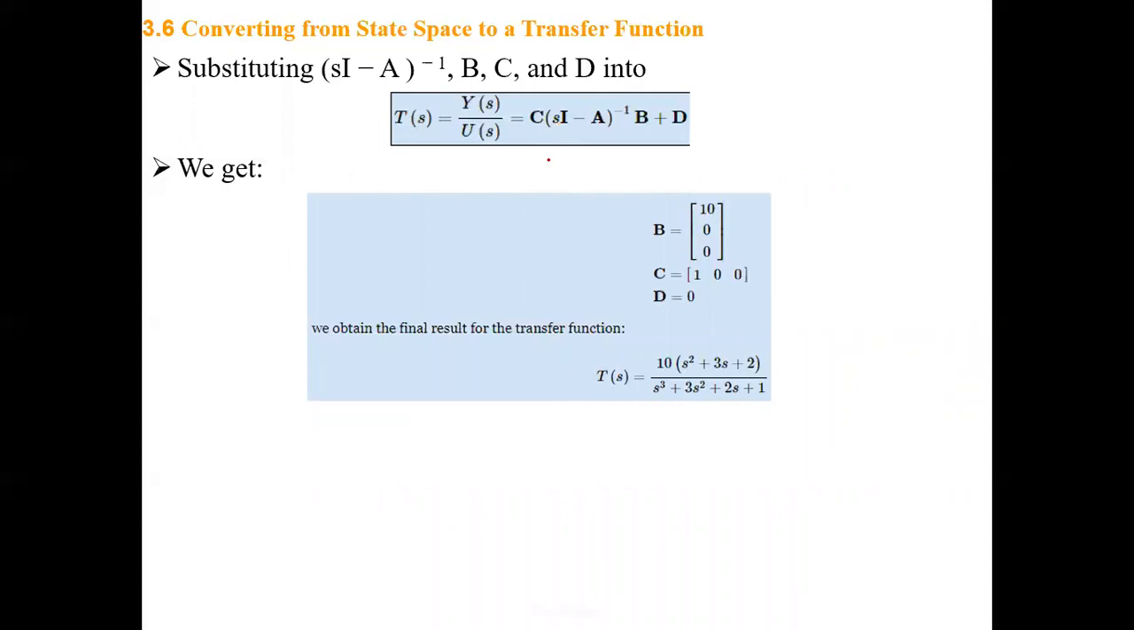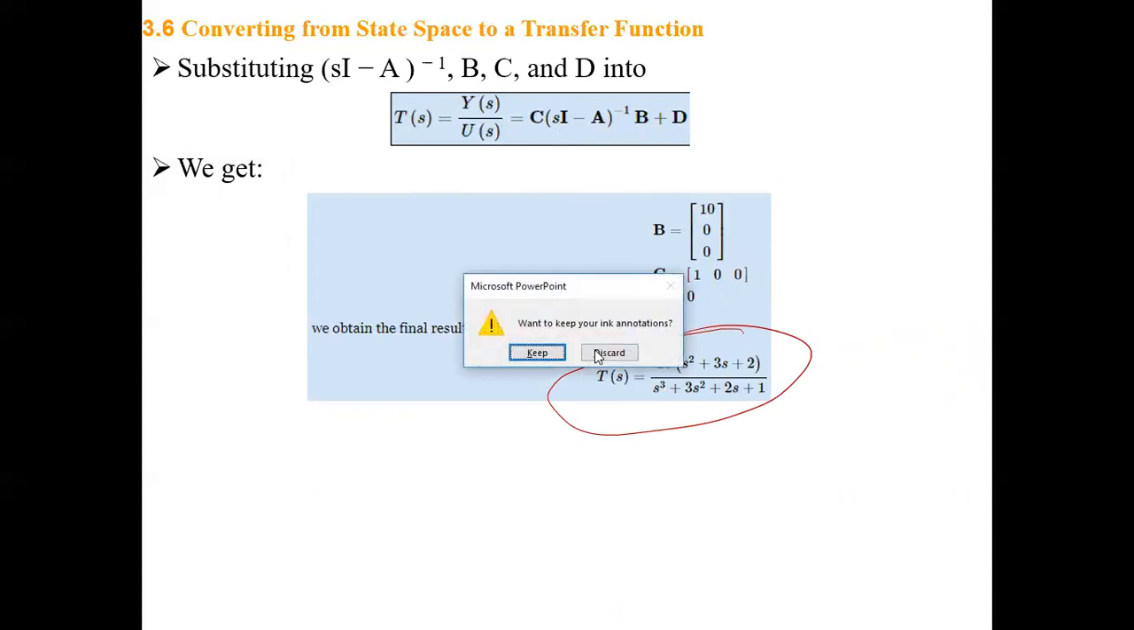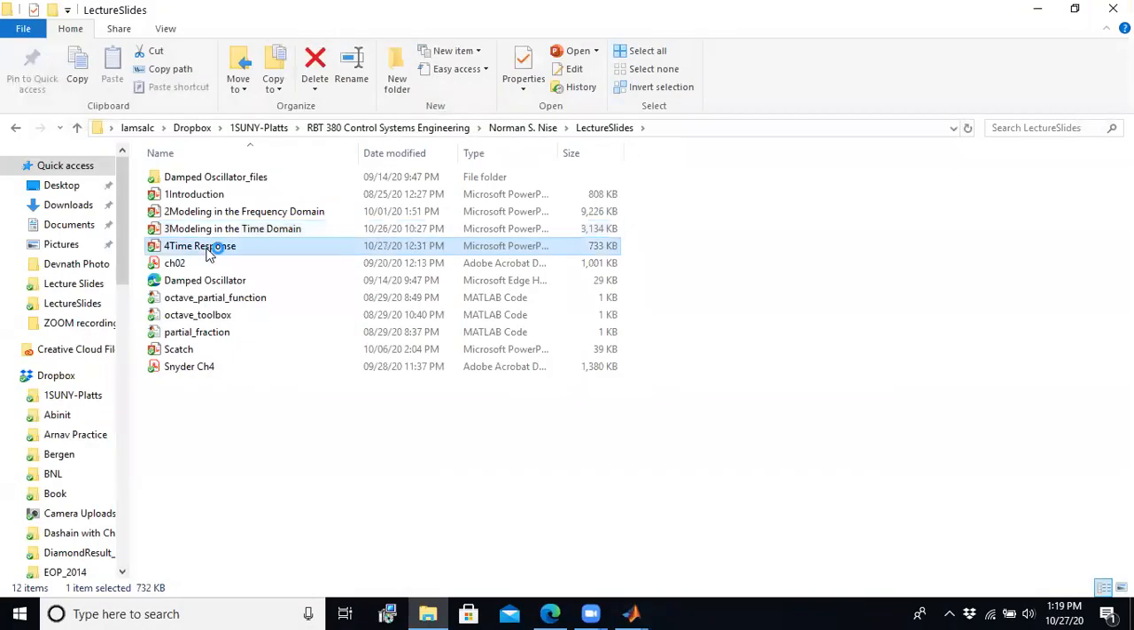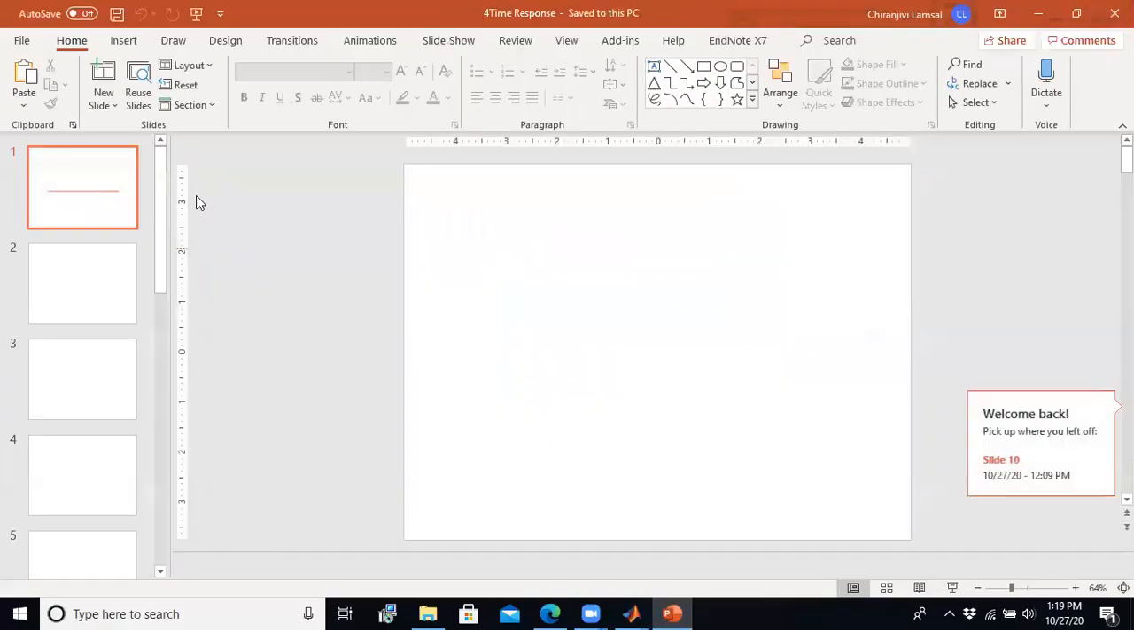So you have C, plug this in here, which is this is C. Then you got this one already, right? Then B, then you have D. So you just multiply them together, and then you end up getting this guy. Okay. With this, I conclude chapter 3 and go to chapter 4.